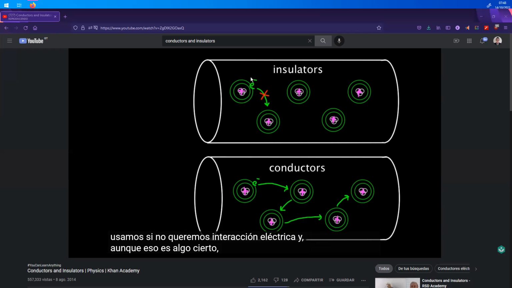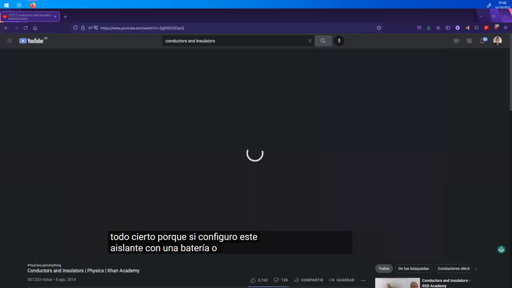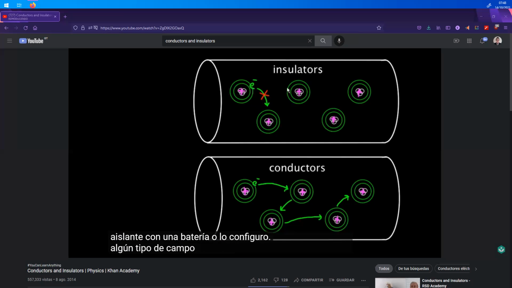And while that's somewhat true, it's not completely true. Because if I set this insulator up to a battery, or I set up some sort of electric field or force in here, even though the electron in an insulator can't jump from atom to atom, what it can do is it can shift. This nucleus and the cloud of electrons can kind of shift a little bit. Positive maybe this way, and then the negatives over on the other end.